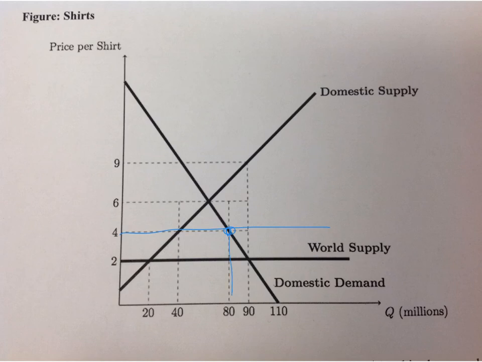So at this new higher price, U.S. consumers want to purchase less. Now they just want to buy 80 instead of the previous 90. And U.S. producers are willing to produce more because the price is now higher. They're willing to produce 40.